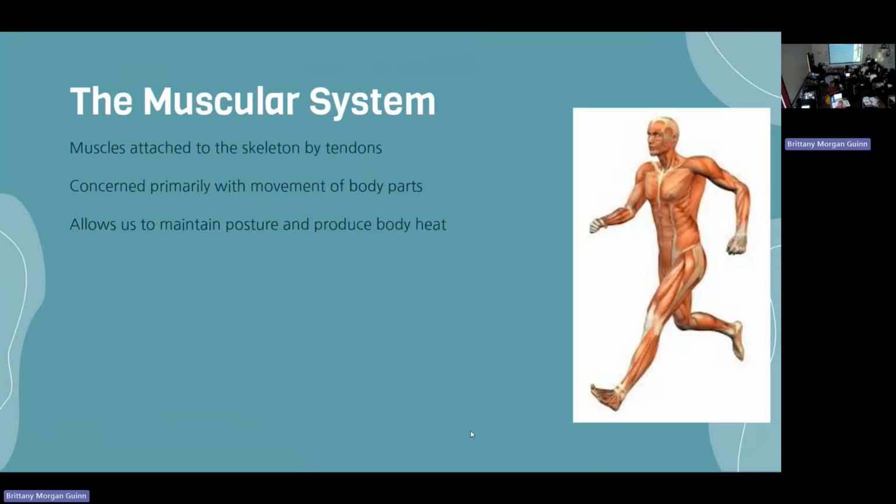And we have the muscular system. All of the body's muscles are concerned primarily with movement. And the muscular system allows us to maintain posture and produce body heat. But it even goes down to the smallest thing like peristalsis in the digestive tract, which is movement of food from your mouth to your anus. So muscles, you can go down to that smallest thing.